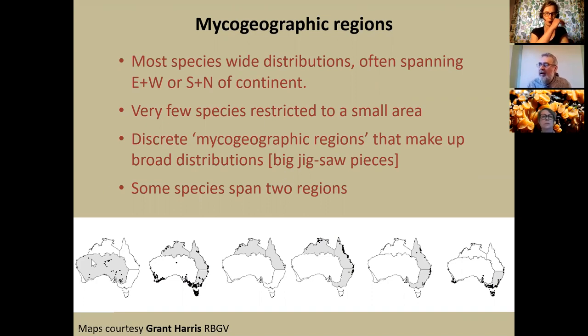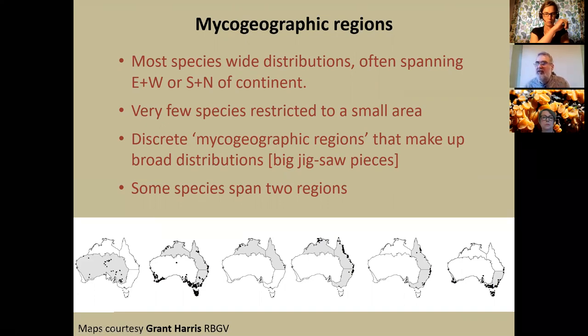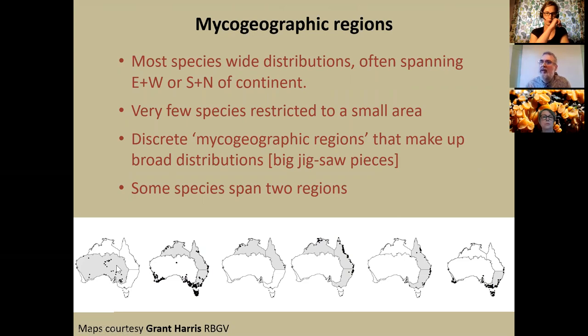And if we block out Australia into a series of jigsaw pieces, if you like, most of the species fit into either one or a number of these jigsaws. So the desert ones, Podaxis pistillaris, Battarrea phalloides, Schizostoma laceratum, are all within this envelope, more or less.